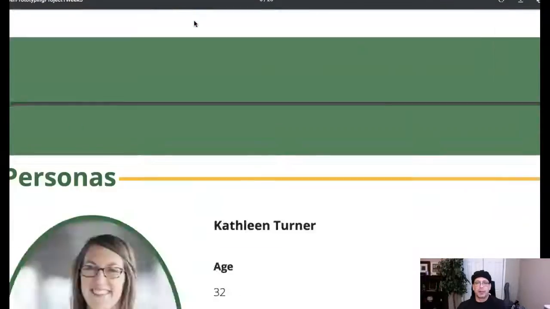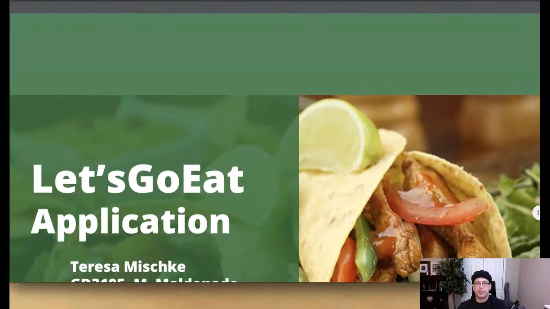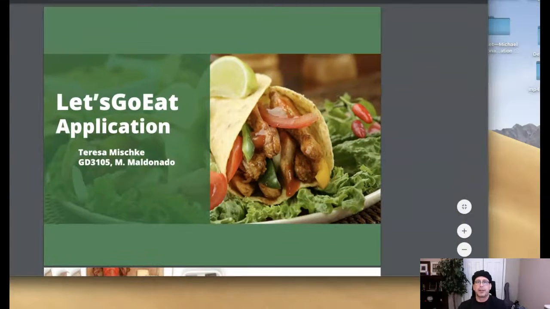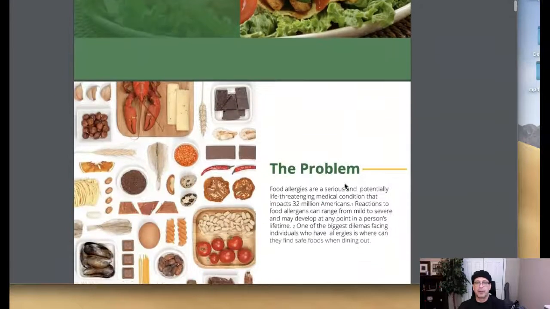The first thing I want to do is reduce this page a little bit so we can fit it right in the screen. Excellent. Okay, let's go through it. I think the process book looks really fantastic. It's really set up beautifully, so good job.